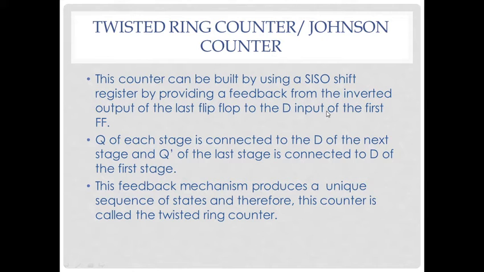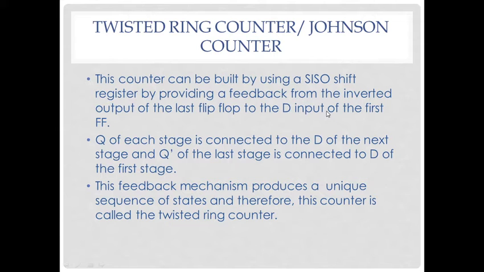So now that we have discussed the basic ring counter, let us move on to discussing the twisted ring counter, also called a Johnson counter. This counter can be built using a serial shift register by providing a feedback from the inverted output of the last D flip-flop to the D input of the first flip-flop.